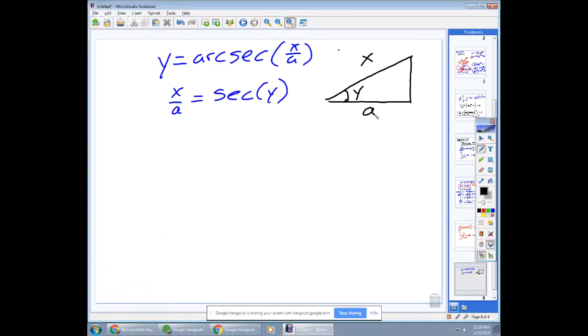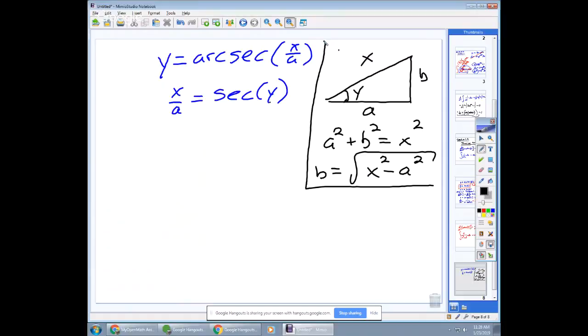So by the Pythagorean theorem, if you call this side over here b, a squared plus b squared equals x squared. You solve that for b, you'll get an x squared minus a squared on the other side, and then you'll have to take the square root of that. And so that's your b right there. So that's going to be coming in handy after we do our implicit differentiation.